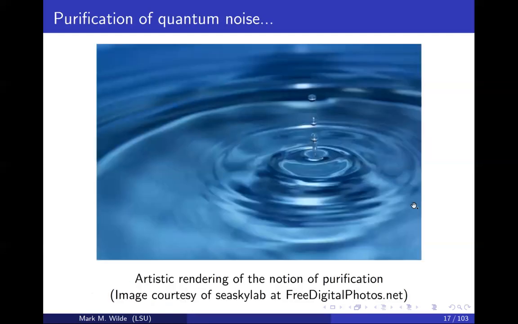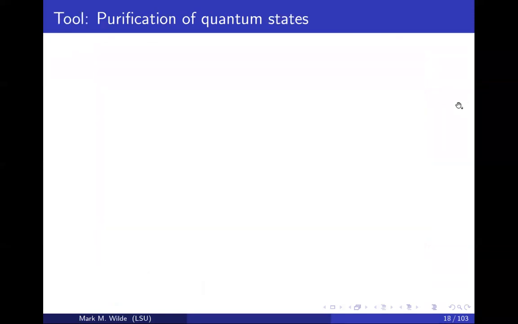Okay, so let's talk about a different concept called purification. This is something really that's unique to quantum mechanics and quantum information. There's not really any classical analog of this concept. Okay, so what is purification?